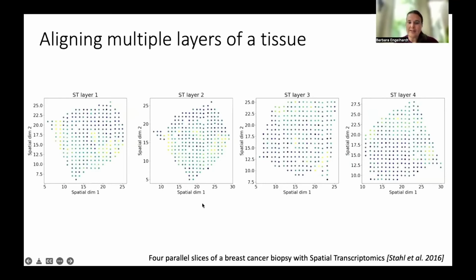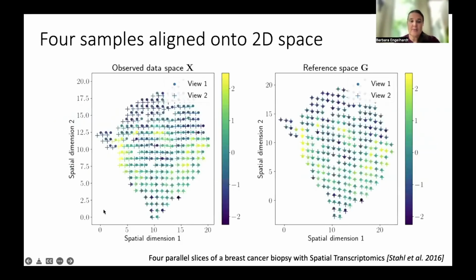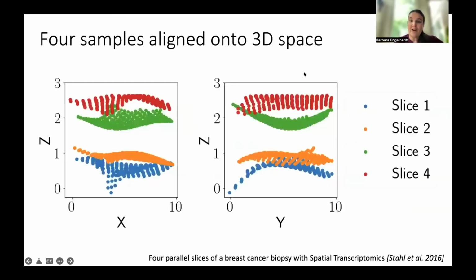So here's an example of 4 parallel slices of a breast cancer biopsy from spatial transcriptomics data. This is from a Stahl et al. paper from 2016. The first thing that we did was align all of these 4 samples into a two-dimensional space. Here's the observed data space, when we look at the X coordinate system. This is what the alignment looks like. This is our reference space, our de novo alignment that we identified. If you pull out the latent structure, this is what that looks like.